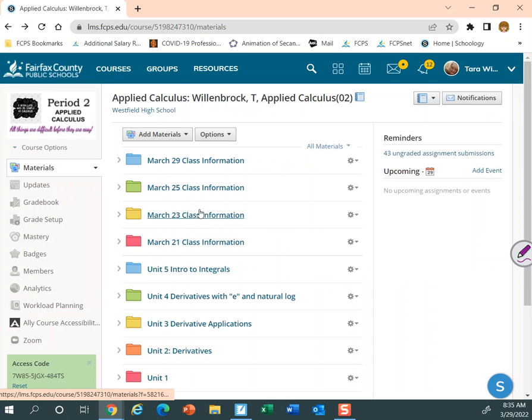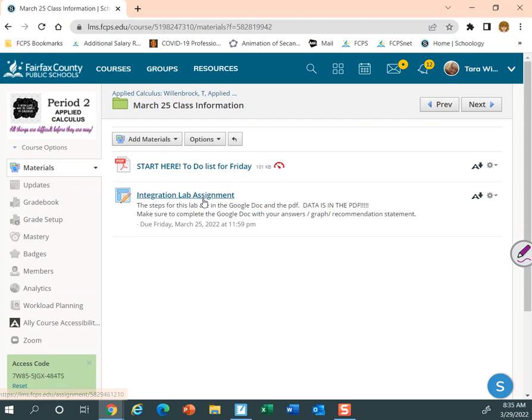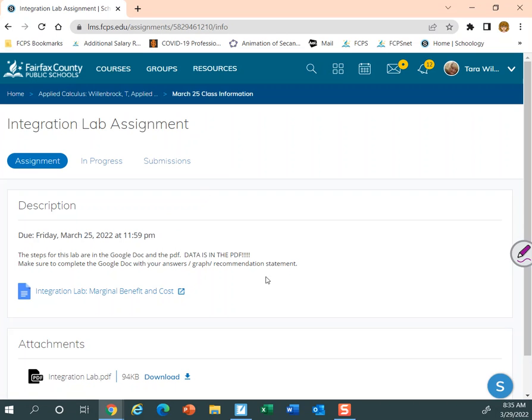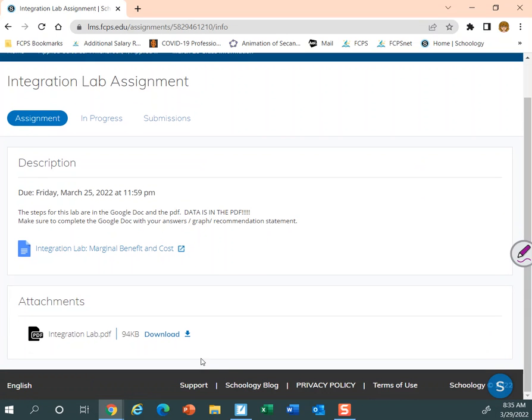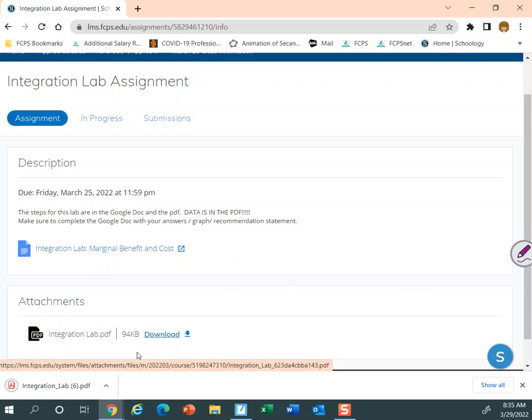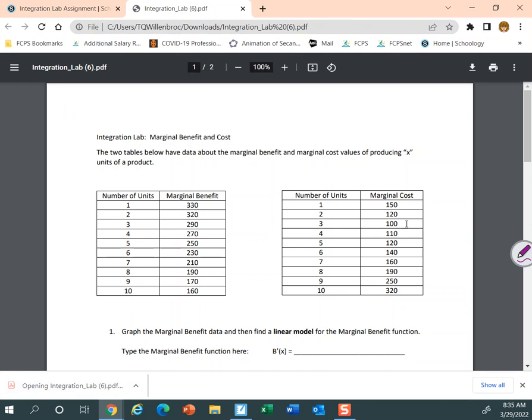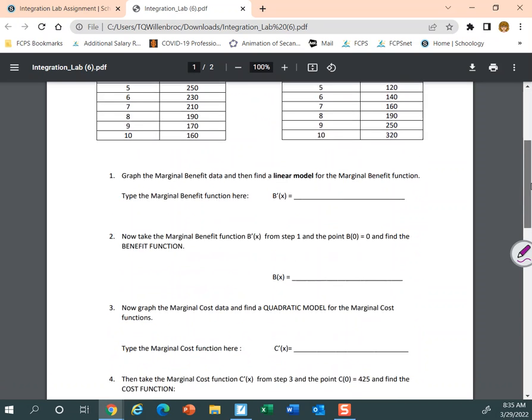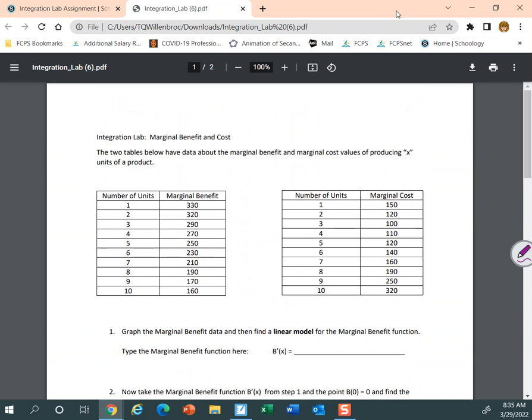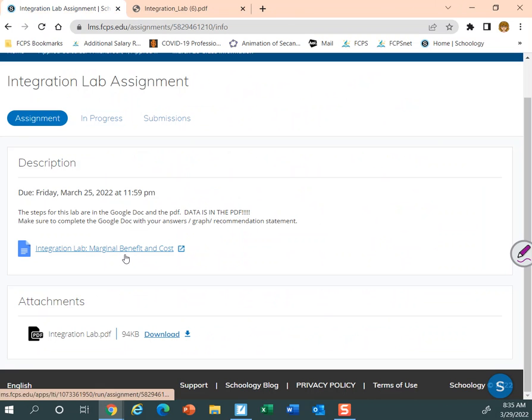The lab I'm talking about was in Friday. This is the lab assignment, and if you were trying to figure out where the data was, the data is here on this PDF. I was fiddling around with my Google Doc. I'm not very good with Google Docs. I decided just to put a PDF of the basic information here. So there's your lab, the data for your lab, and then all the questions. And then there was a Google Doc that you could put your answers in and turn in.